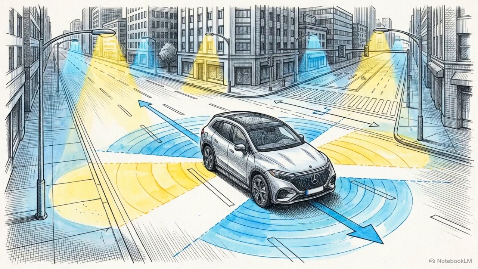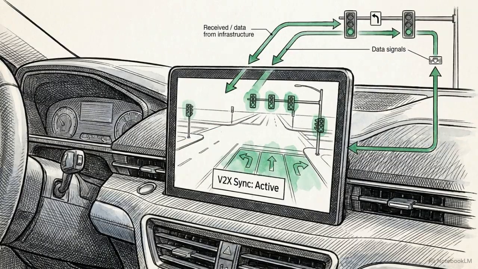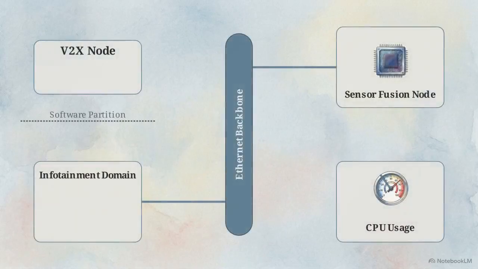Consider a Level 4 autonomous vehicle approaching a busy urban intersection. To optimize its path, the vehicle relies on external vehicle-to-everything, or V2X, signals to read upcoming traffic lights. This split-screen architecture diagram shows how an external attacker exploits a cryptographic vulnerability in the V2X interface. Bypassing a weak software partition, the malicious packet penetrates the vehicle's non-critical infotainment domain. From there, the attacker executes a UDP flooding attack.